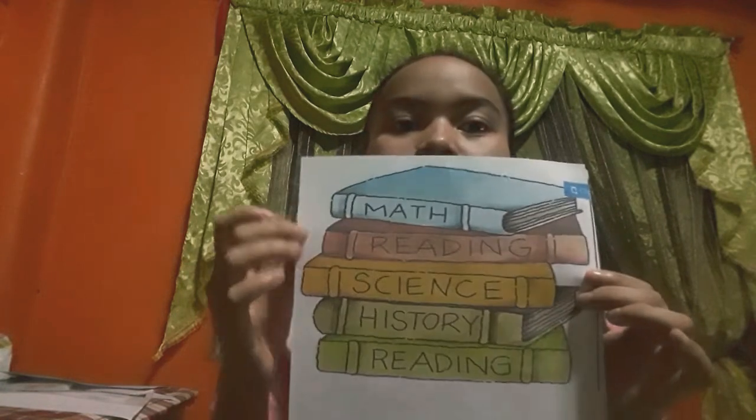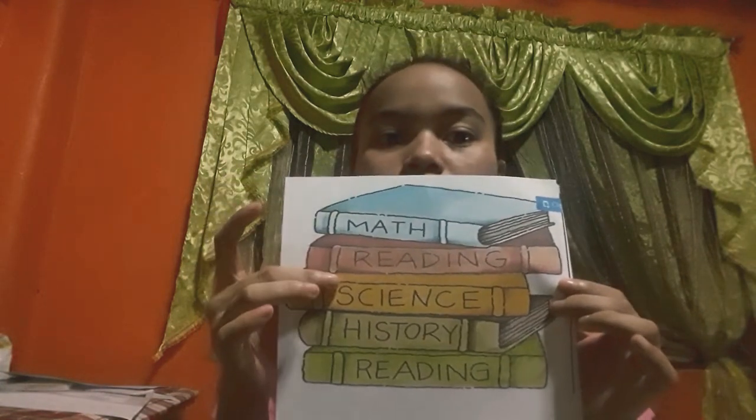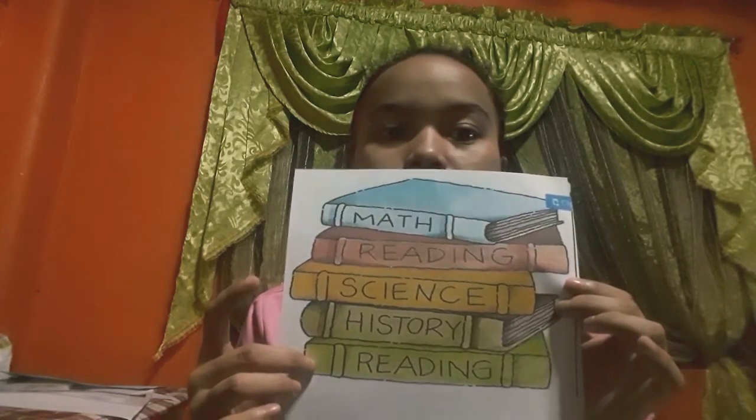So, these are examples of CBI. These are math, reading, science, history, and reading. Other examples are English and science, math and civics, English and history, science and math, and lastly health and language.